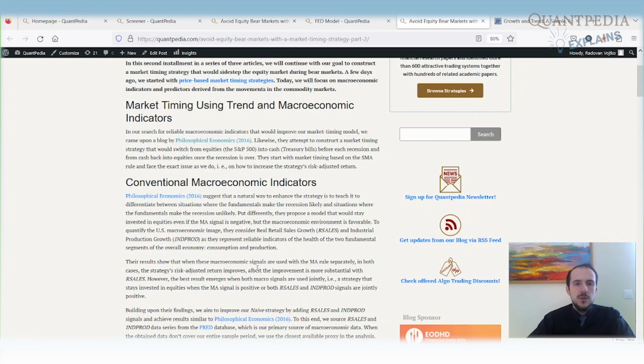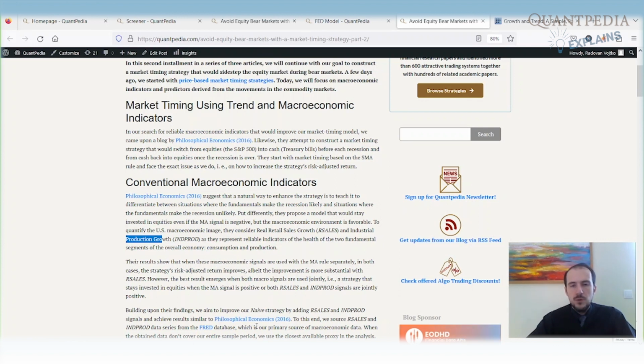They are using retail sales growth and industrial production growth as information to improve the classical trend following strategy. The problem with the classical trend following strategy is that it very quickly gets you out of the equities, but when there is a choppy market, it's not very good for trend following, and you are going out and in and out and in, switching each month between having a position and not having a position. That's very detrimental to your performance.